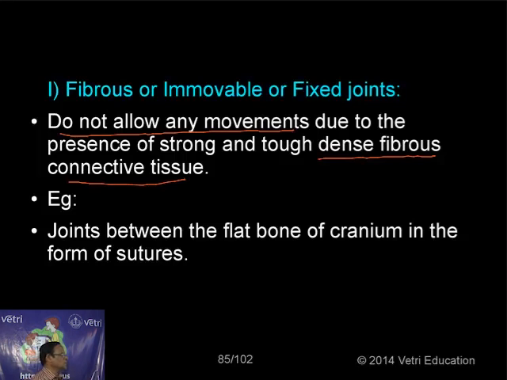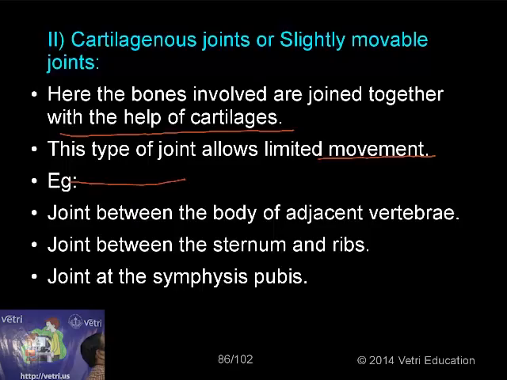I have given the example of joints between the flat bones of the cranium in the form of sutures. The sutures are nothing but immobile joints. The two bones are fused together with the help of connective tissue, a dense fibrous connective tissue, not loose fibrous connective tissue.